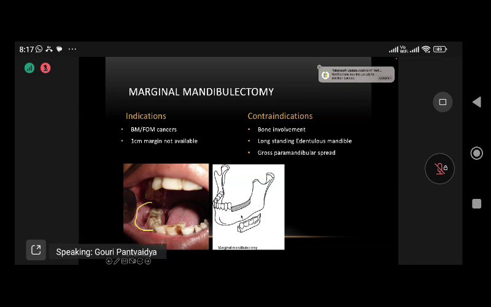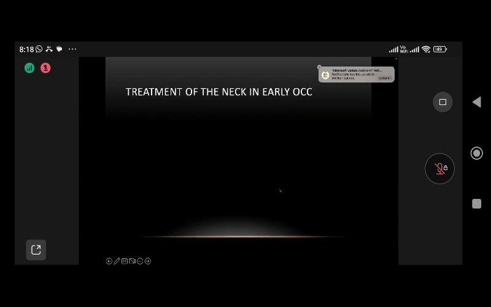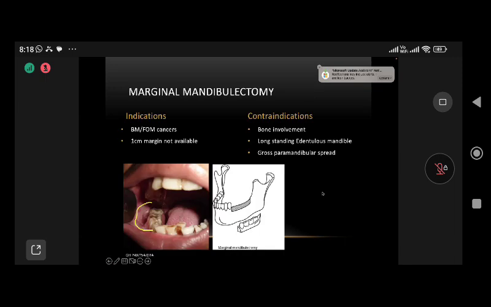Now, if you have an edentulous mandible, then sometimes the entire height of the mandible is only 1.5 centimeters. So in long-standing edentulous mandibles, we do not do a marginal mandibulectomy. The third area where we don't do a marginal mandibulectomy is gross paramandibular spread.